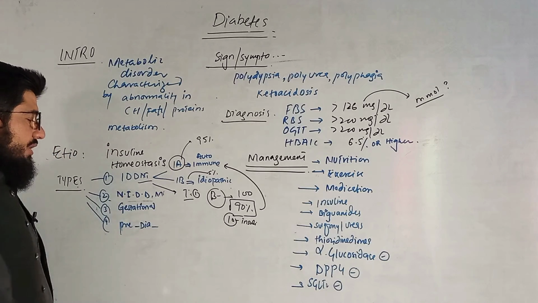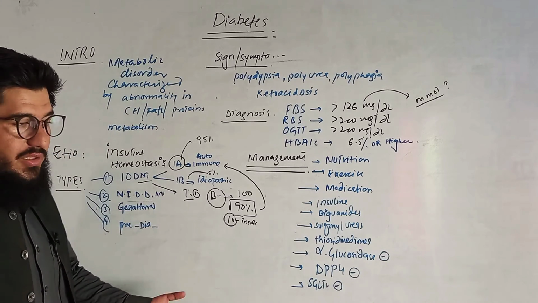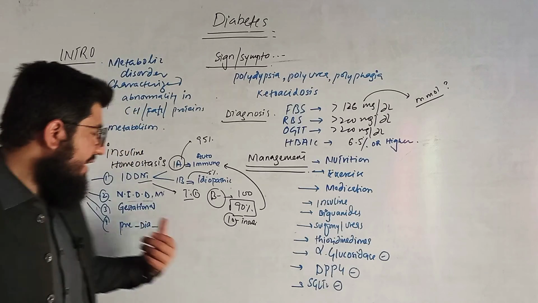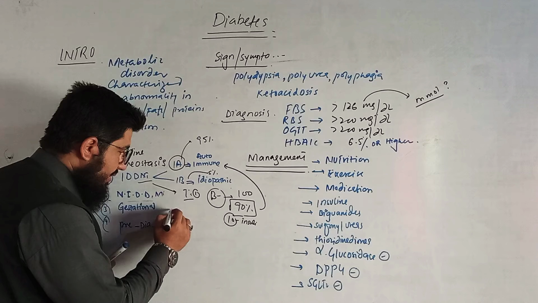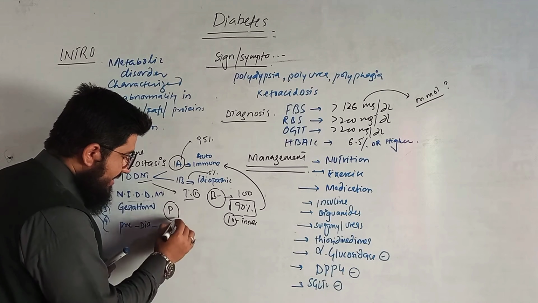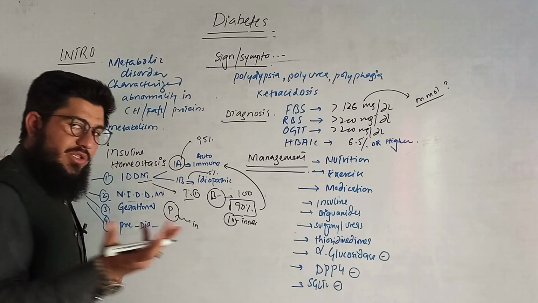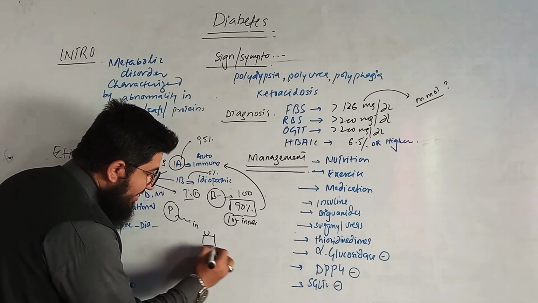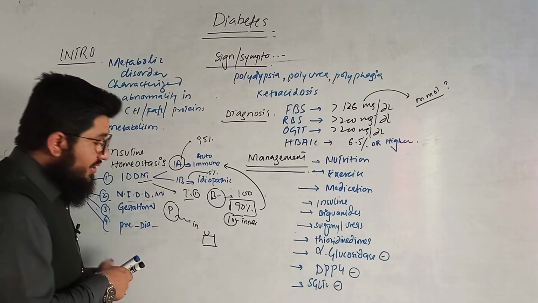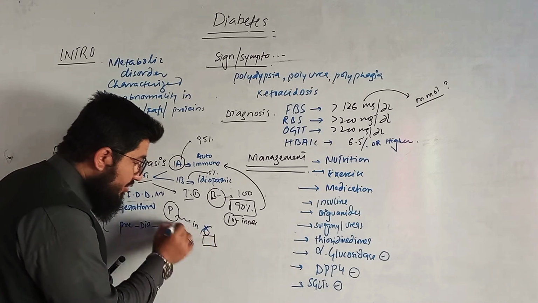Coming to the next one, non-insulin dependent diabetes mellitus. The case is obvious and very easy. This does not depend upon insulin. What is seen here is very simple. We have the pancreas, P for pancreas. It is secreting insulin. Insulin is normal and okay. But on the cells, there are receptors for the insulin, and those receptors are not responding to this insulin.